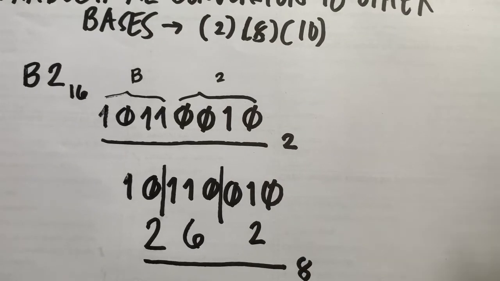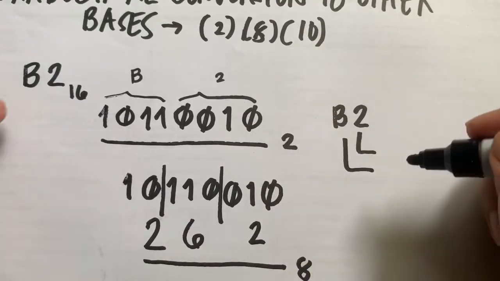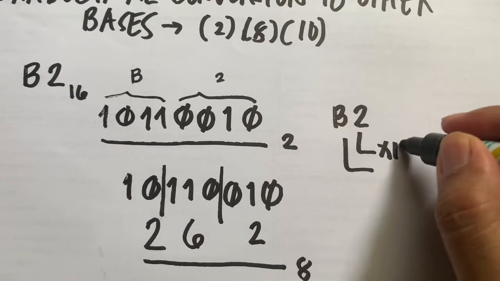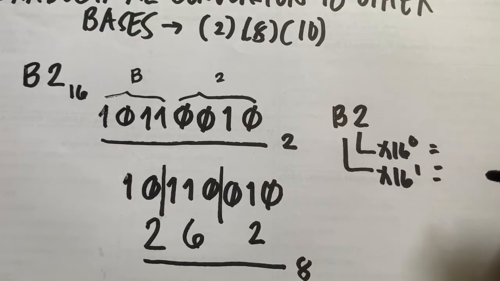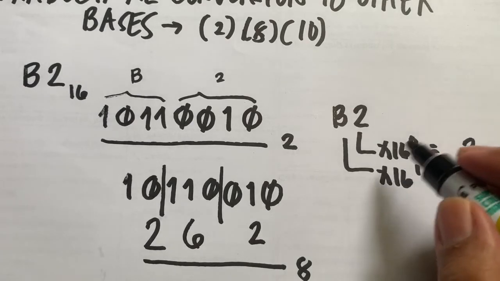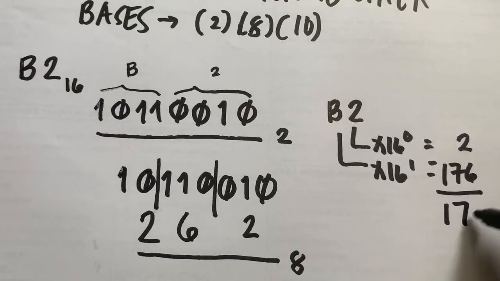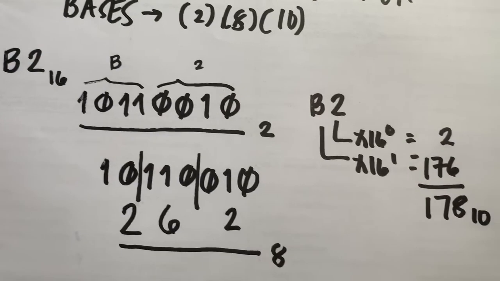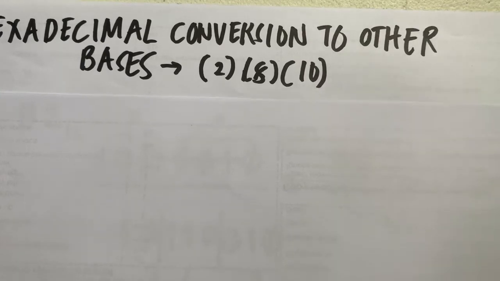Finally, to get its decimal equivalent, we use the given hexadecimal number. So we multiply it by powers of 16: 16 raised to 0, 16 raised to 1. This is 2. 16 times 11 is 176. So we have 178 as the decimal equivalent.